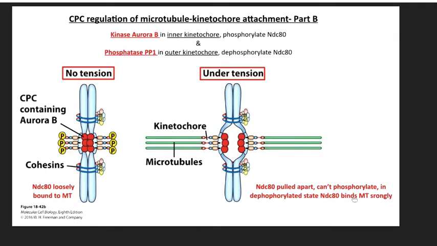And NDC-AT binds microtubules very strongly. Okay. Here, NDC-AT is loosely bound to microtubule. So that's pretty much it about the exam review.